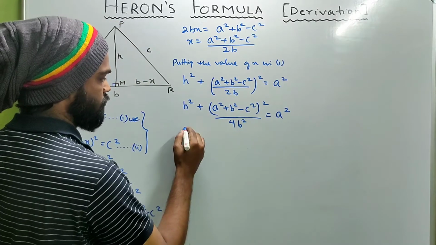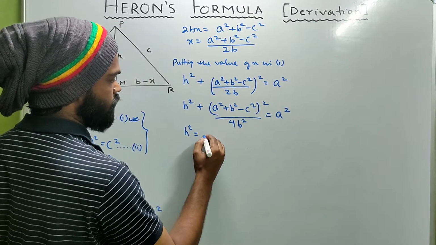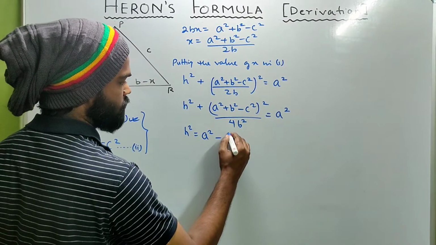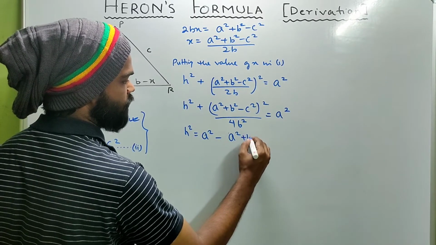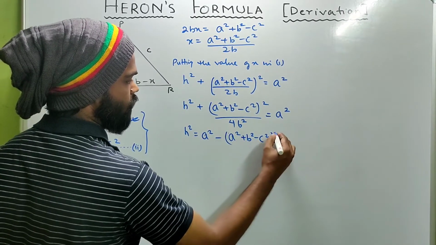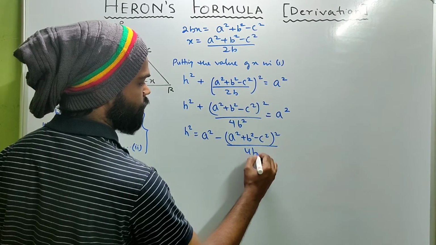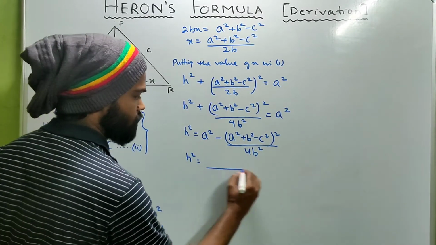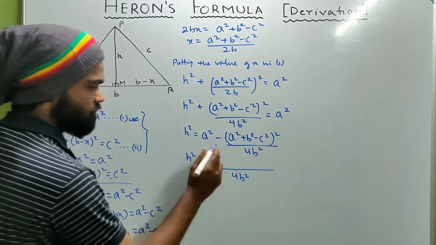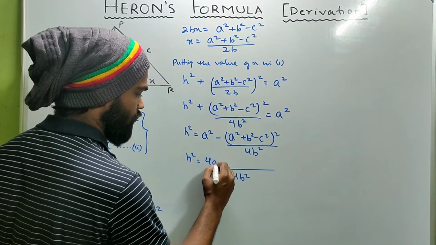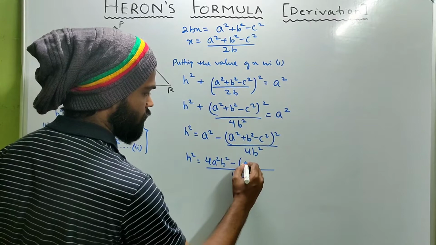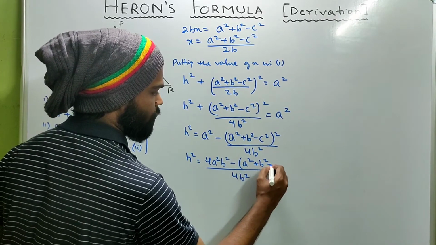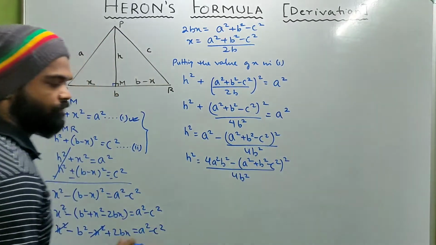Take this on that side. So h square equals a square minus (a square plus b square minus c square) whole square by 4b square. Done? Just look carefully. I'll take LCM. So this is 4b square. This multiplies by this and becomes 4a square b square minus (a square plus b square minus c square) whole square.